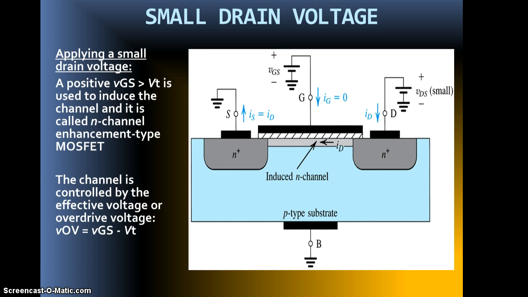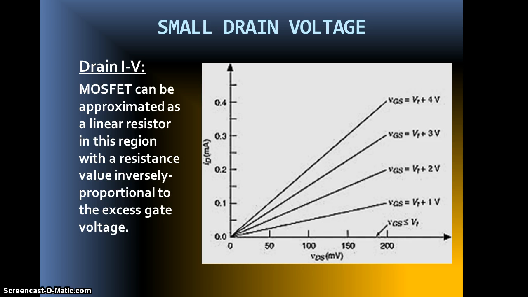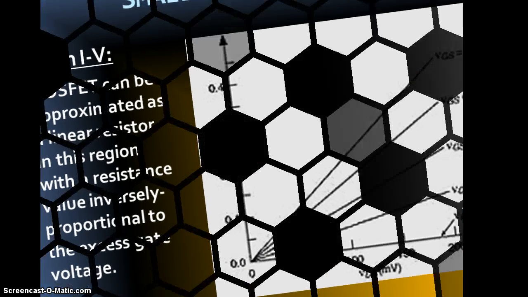So in this region, you can see the MOSFET can be approximated as a linear resistor dependent upon the applied voltage. For VGS less than or equal to VT, there is no current, and for small voltages over VT, the MOSFET becomes a linear resistor, with the resistance inversely proportional to the excess gate voltage.